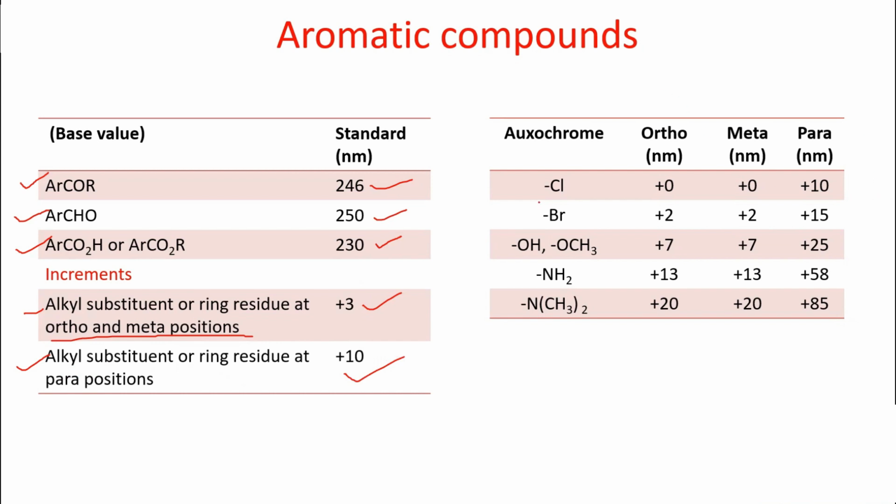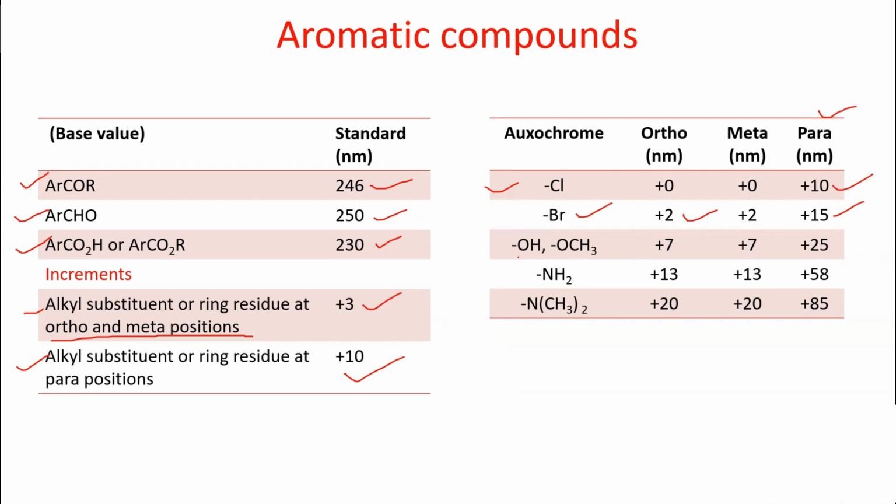For auxochromes, if a chloro group is present at ortho and meta position, there is no increment on the base value. If a chloro group is present at para position, we have to add 10 nanometer. If a bromo group is present at ortho and meta position, we have to add 2 nanometer. If it is present at para position, we have to add 15 nanometer.